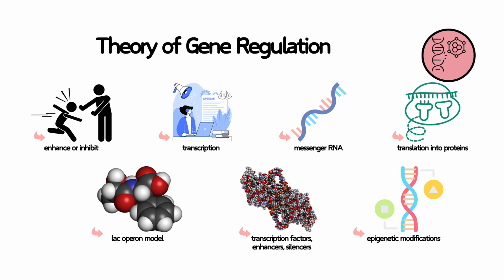For example, in bacteria, the lac operon model illustrates how cells can turn genes on and off in response to the presence or absence of lactose. In eukaryotic cells, things are more complex, involving transcription factors, enhancers, silencers, and epigenetic modifications like DNA methylation and histone modification.